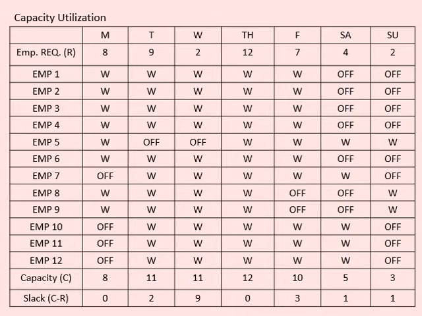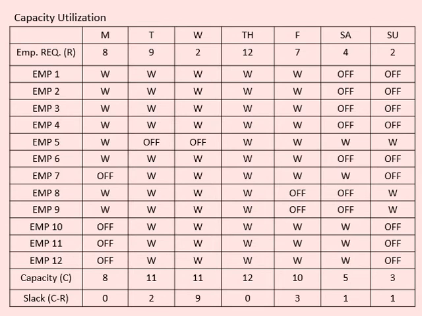Slack is obtained by subtracting the net requirements from the capacity available on each day. On Monday, the total requirement was 8 workers, as given in the problem, and we found out that 8 workers are available. Thus, slack is 0. On Tuesday, 11 workers were available, but the total requirement was only 9 workers. Hence the slack is 2 workers. Similarly, we can calculate slack for each day, as shown in the table.